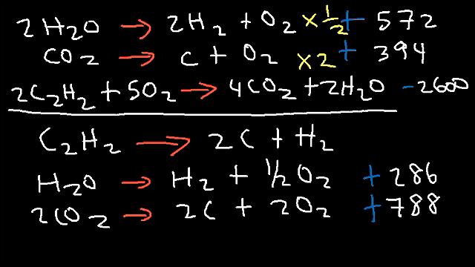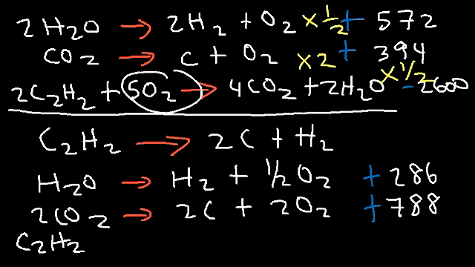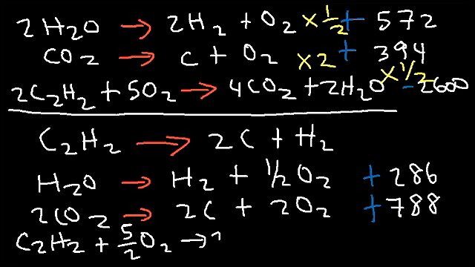Now what about the last reaction? We need to focus on acetylene. It's only found in reaction 3, but we only need 1 of them. So we got to multiply the reaction by 1/2, but we don't have to reverse it. So half of 2 is 1, so it's just going to be C2H2. Half of 5 is 5 over 2, which is equal to 2.5. Half of 4 is 2. Half of 2 is 1. And half of 2600 is 1300.